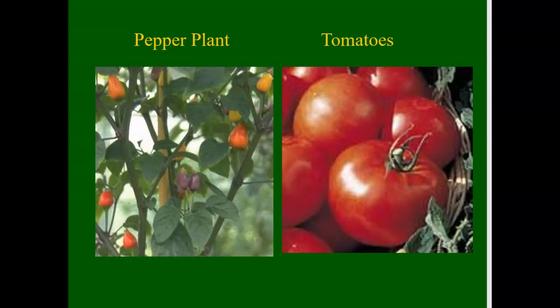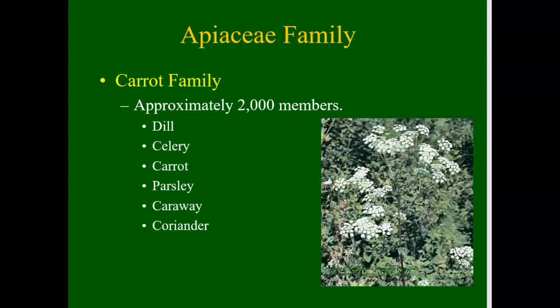So the next group we're going to talk about is the carrot family, which is the Apiaceae family. There's about 2,000 members of these, and all of these flowers look almost exactly alike, although they come in different colors. Sometimes they're cream or white or yellow or green, but all the flowers look like this. They're umbels. And so lots of things that you eat are in this group: dill, celery, carrot, parsley, caraway, and coriander.